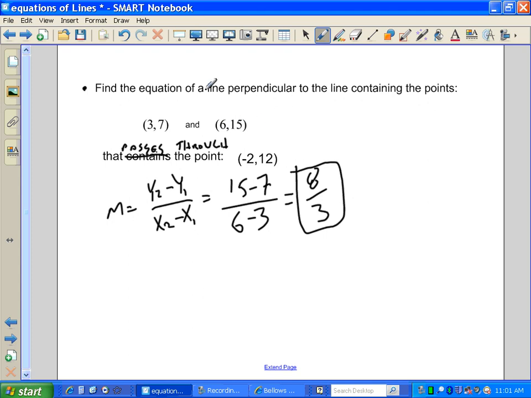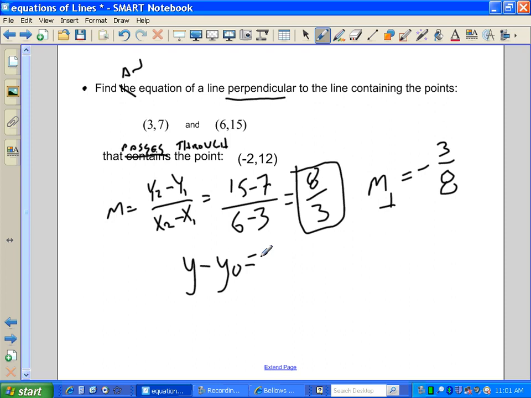All right, so now we need an equation of a line perpendicular. So we know it's going through this point. We know that the slope of the line that we're talking about is 8/3. The perpendicular line is going to have an opposite reciprocal. So this is the slope of my line. The slope of the perpendicular line is going to be negative 3/8.